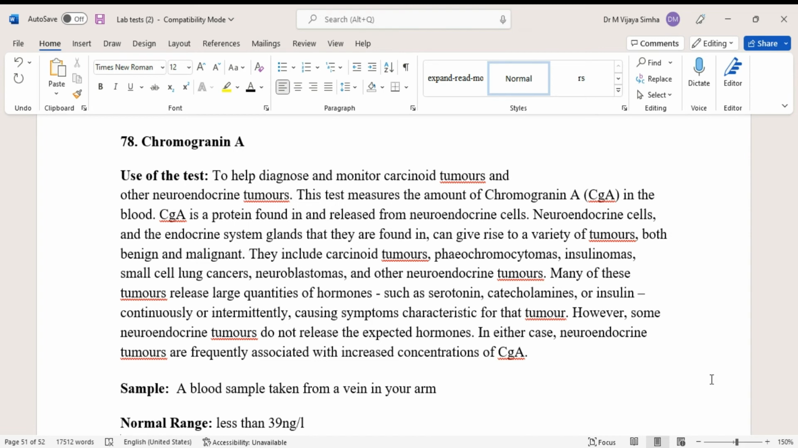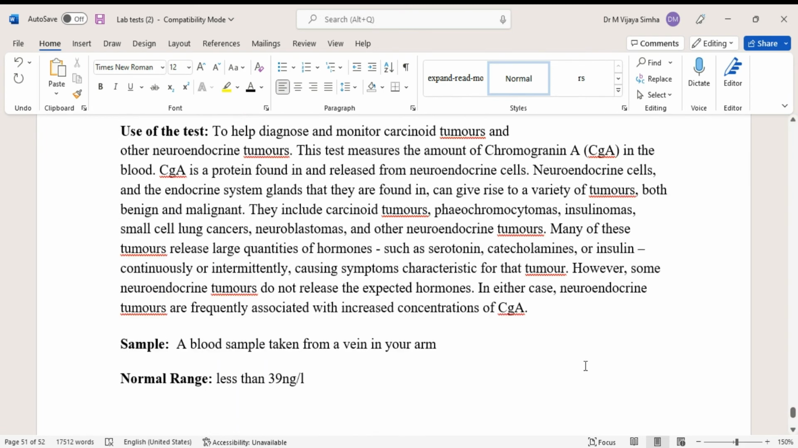Sample required: a blood sample taken from a vein in the lower arm. Normal range: less than 39 nanograms per liter. That is about chromogranin A.